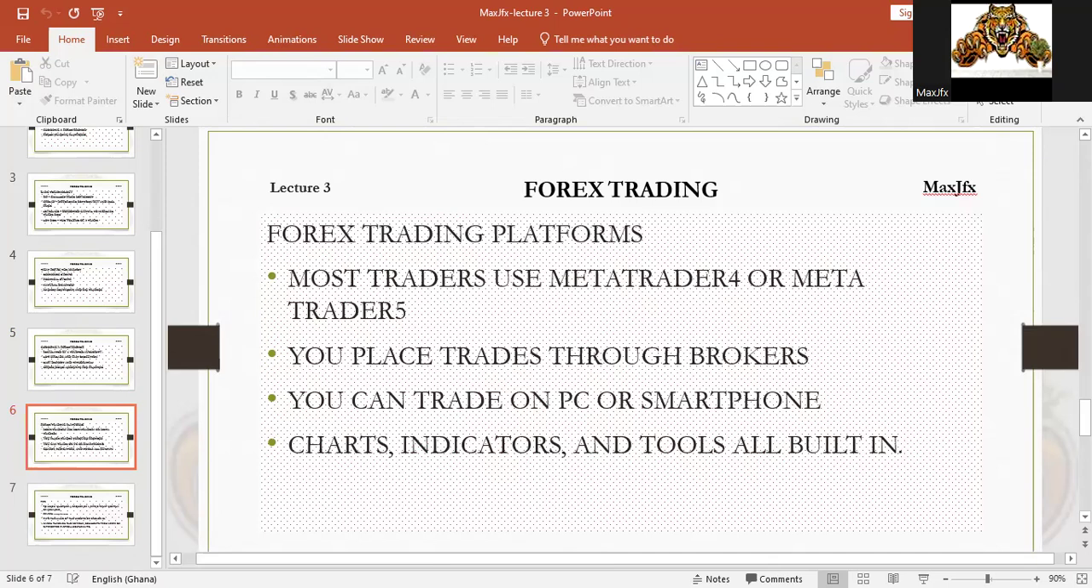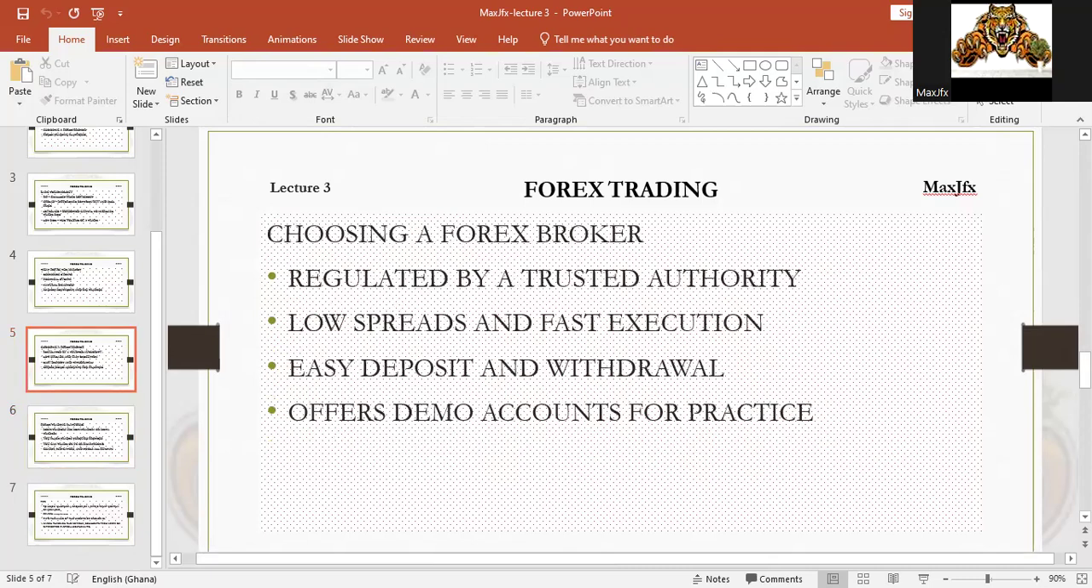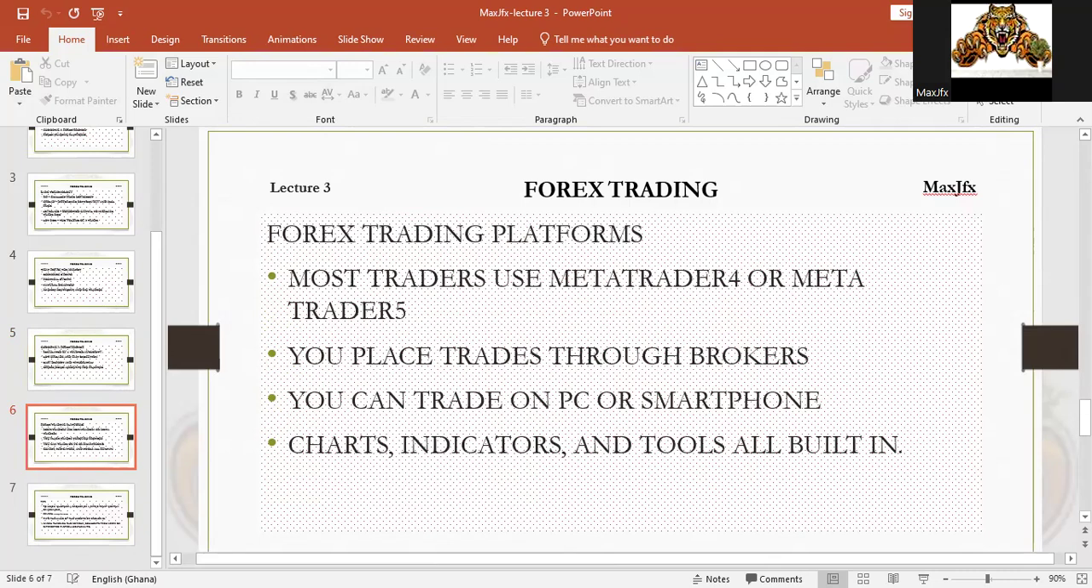Examples of brokers, you have XNES, you have XM, and a lot of forex brokers available. Many of them, but please, you have to base on these characteristics to choose a forex broker so that we will not be liable to any fraud or anything.